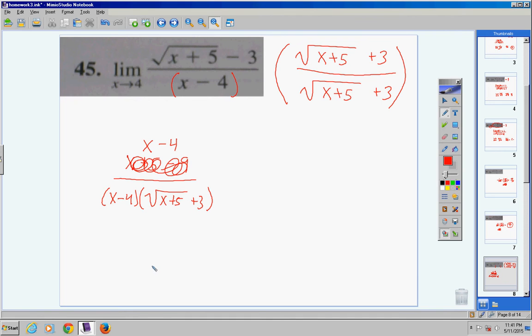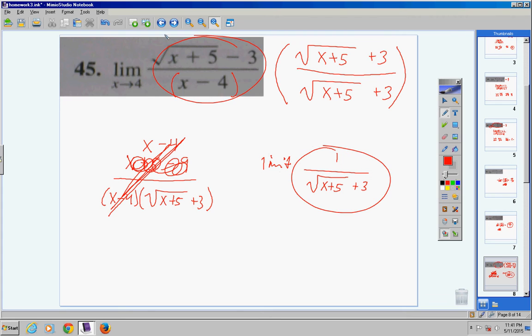There we go. And now these x minus 4 would cancel out, and you're left with 1 over the square root of x plus 5 plus 3. Alright? And so now this function here is going to replace this function right here with this expression. So the limit of this expression as x is approaching 4. So where the x is right here, I'm going to put a 4. We can do a lot of this in our head, guys. 4 plus 5 is 9.